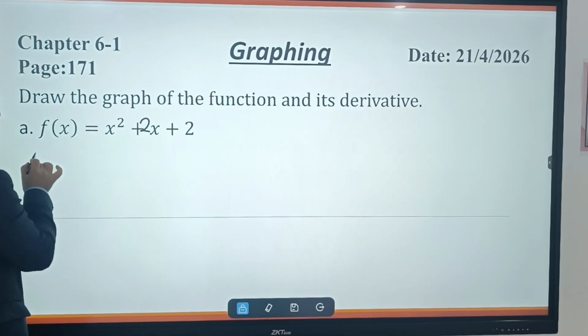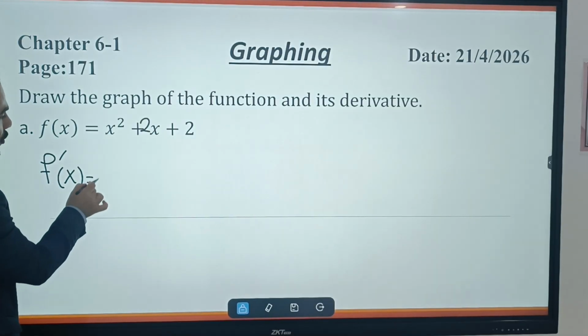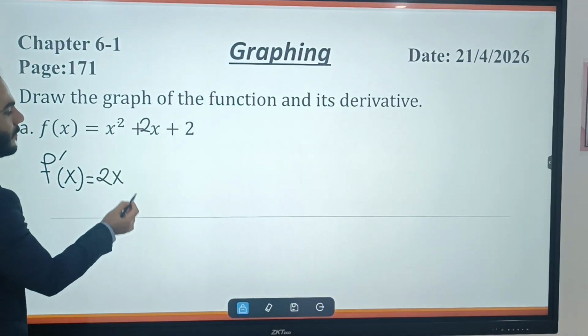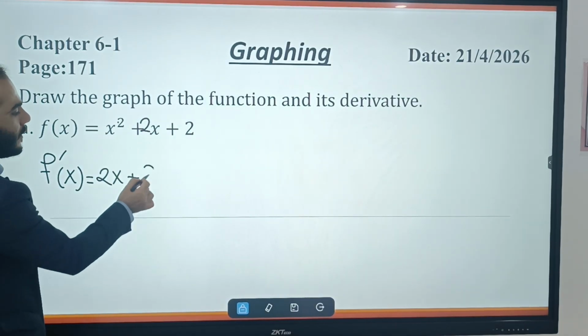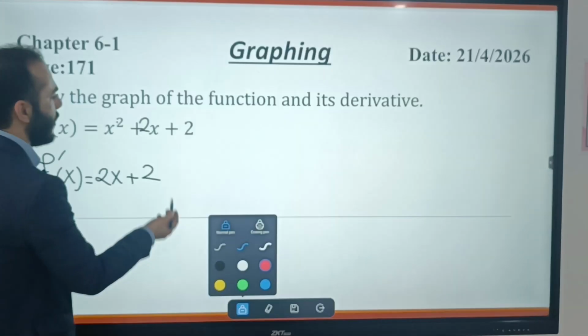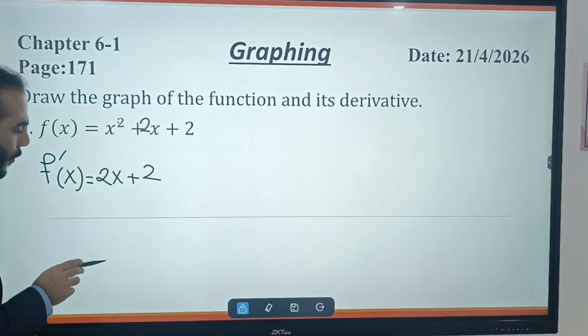All right. So first of all, please try to find the derivative. f prime of x equals the derivative of x squared, which we know is 2x, plus the derivative of 2x, which equals 2. So right now it's up to you. Either you want to draw the graph of this one or this one.